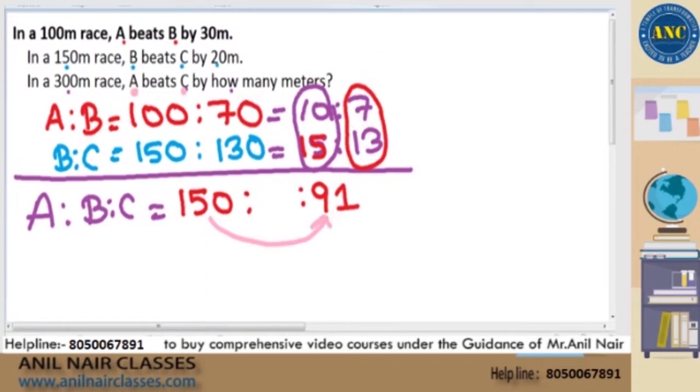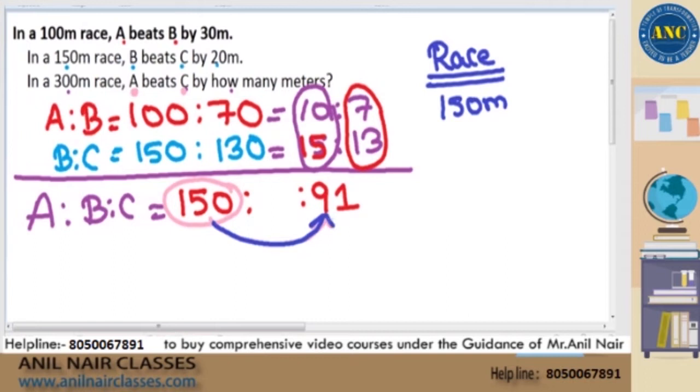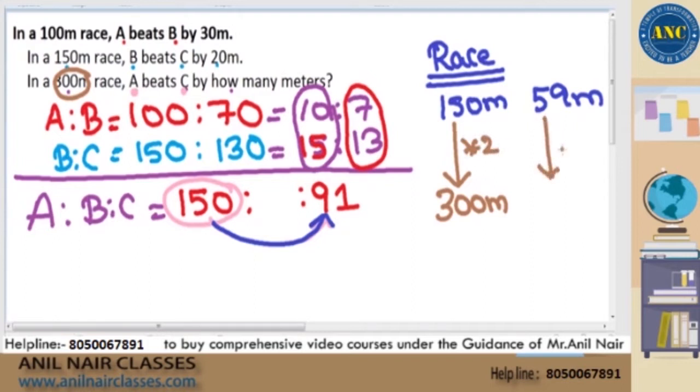The meaning of 150 is to 91 is, in a 150-meter race, that means if the race length is 150 meters, A beats C by how many meters? 150 minus 91 is 59 meters. But according to the question, it is not a 150-meter race. It is how much? A 300-meter race. 150 should become 300, so multiply by 2. 59 also multiply by 2. It is 118 meters. The answer for this question is 118.